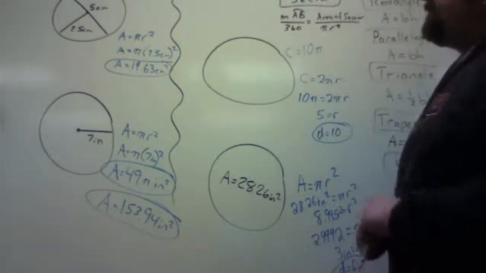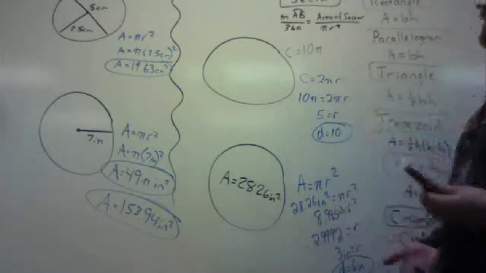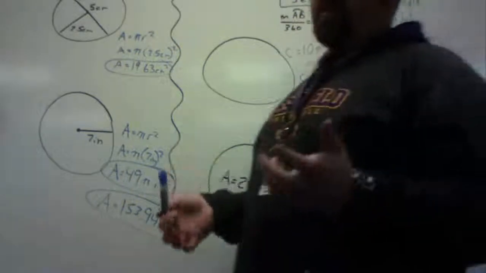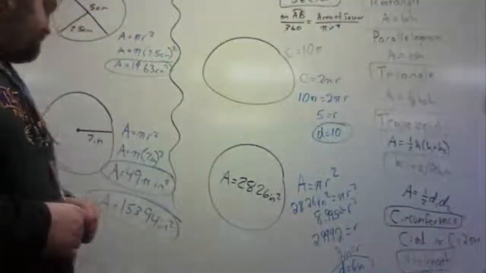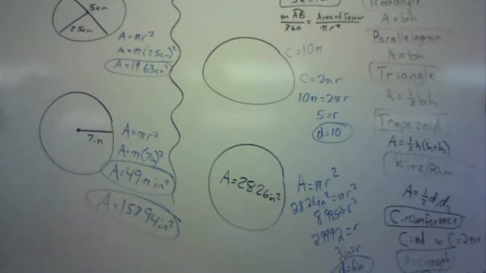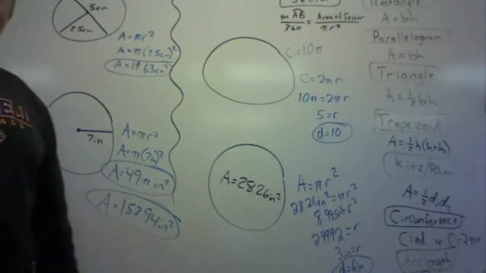So these type of problems shouldn't be too bad. If you're looking for the area, or you have the area and you're trying to solve, you pop down the equation, you plug in what you need to know, and you solve. If it's a number like this where it's a whole number times pi, you can usually leave it like that unless I ask for a decimal.